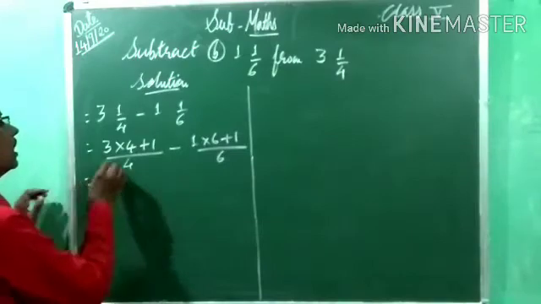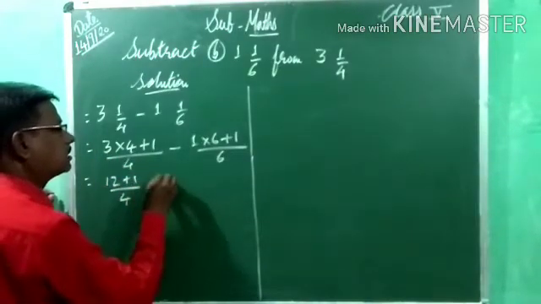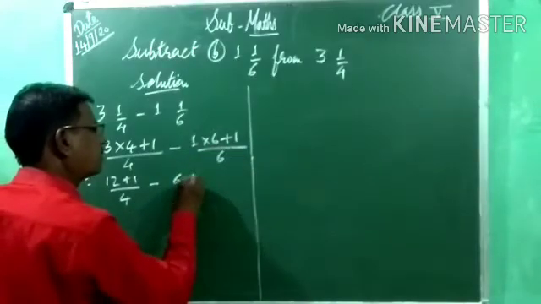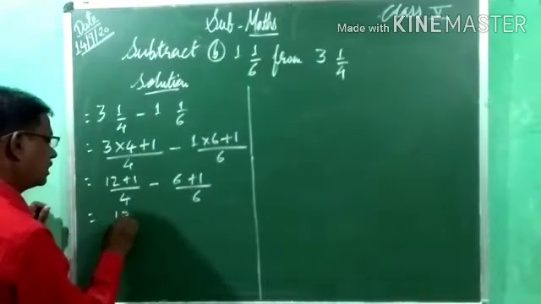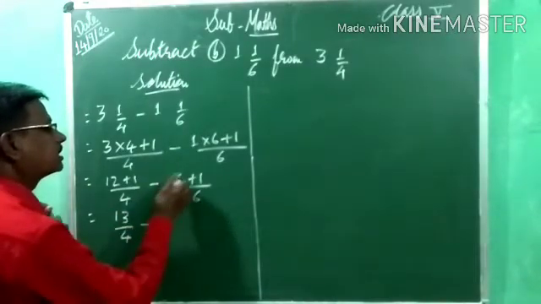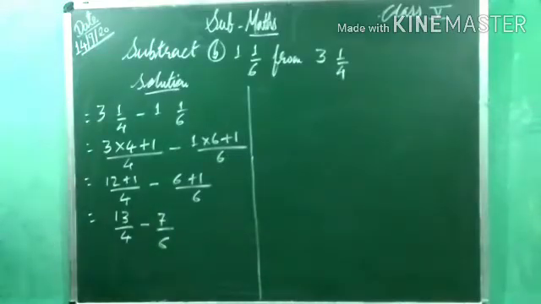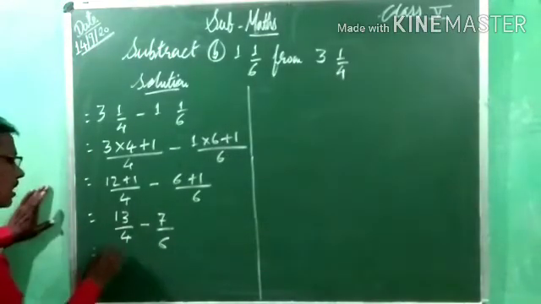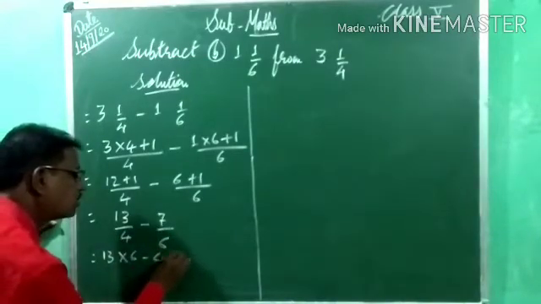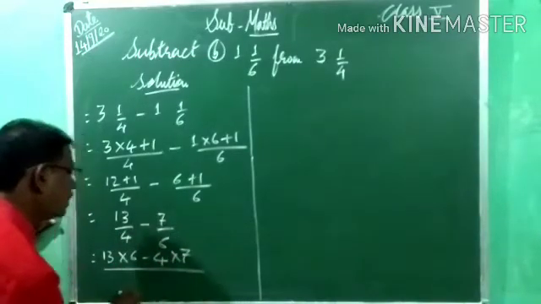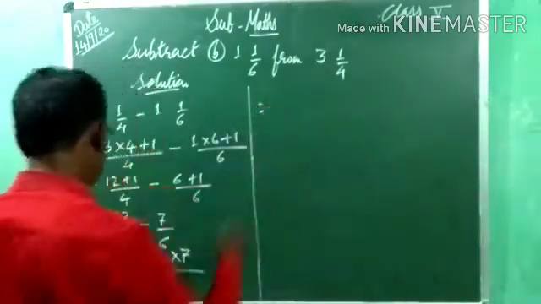6. Now 3 fours are 12. 12 plus 1 divided by 4, minus 1 into 6, 6 plus 1 divided by 6. Now 12 plus 1 is 13. 13 by 4 minus 6 plus 1 is 7, 7 by 6. Now the denominators are different, isn't it? Now do cross multiplication again. (13 into 6 minus 4 into 7) whole divided by 4 into 6. Understood this one?